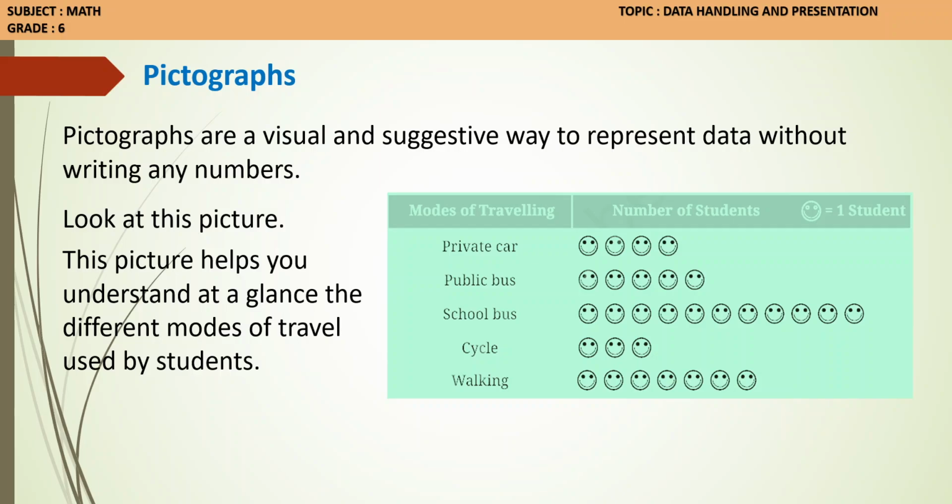Here, modes of traveling and the number of students. For example, if a student wants to commute to school, if one student represents one smiley face, then here private car is just one mode of traveling. How many students are coming through this one? 4. 1, 2, 3, 4.